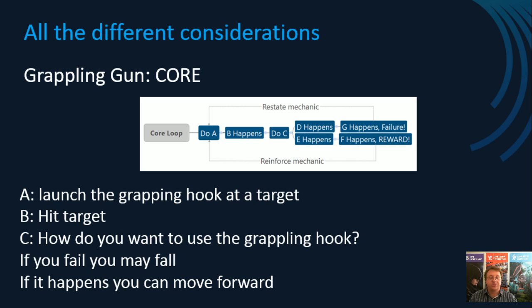So here we've got all different considerations. The grappling gun, which is our core. If we followed the diagram at the top, A, launching the grappling gun hook at the target, B, hits the target, C, how would you want to use the grappling hook? Then if you fail, you may fall. If that happens, how can you move forward if it actually gets to the spot you're aiming for?